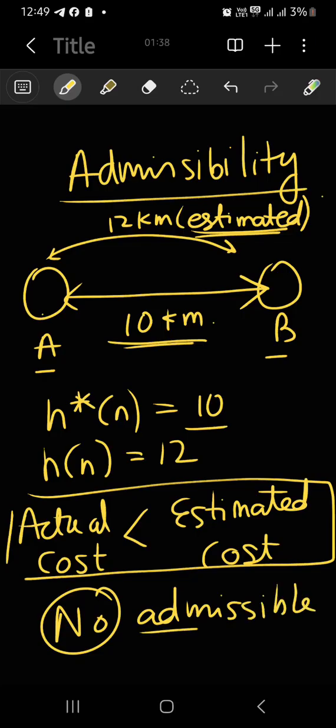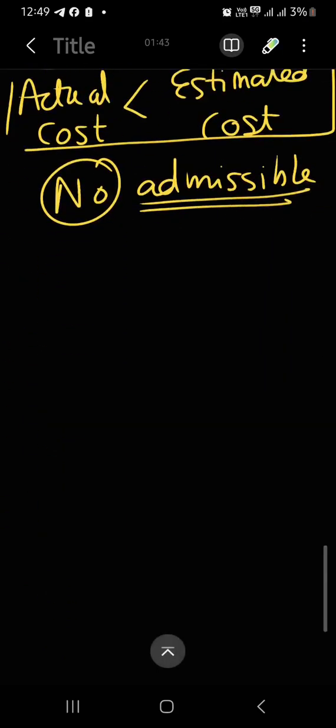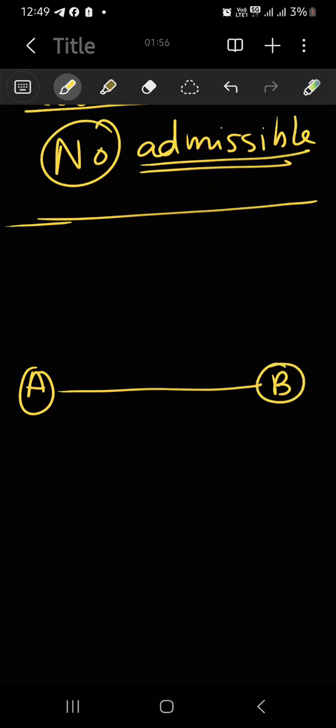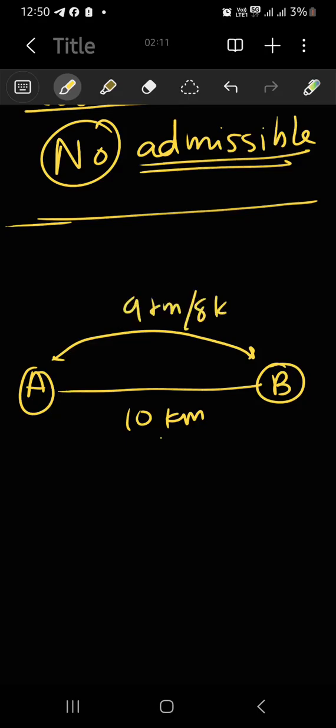So then you might be thinking, what is the condition for admissibility? The condition for admissibility is that the estimated cost should always be less than the actual cost. That means, let's say the distance from station A to station B is 10 kilometer, then in order to be admissible, I have to estimate that the estimated cost from station A to station B is less than 10 kilometer. It can be 9 kilometer or 8 kilometer or something else, but it should not be more than 10 kilometer.